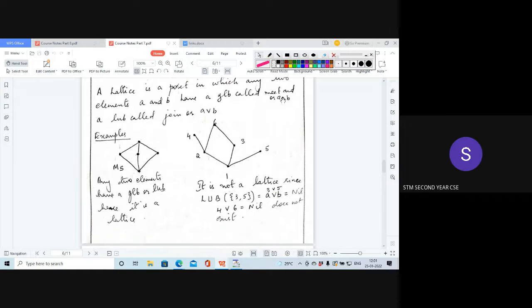Draw this lattice and write the reason. It is not a lattice since the least upper bound of 3, 5, that is 3 or 5, instead of A and B, we have to substitute the elements. It is equal to nil. Also 4 join 6 is also nil. It does not exist. So for these pairs, if for any one pair it doesn't exist, then it is not a lattice.